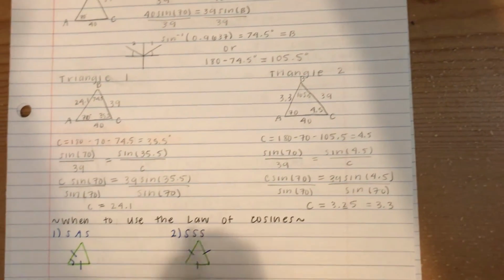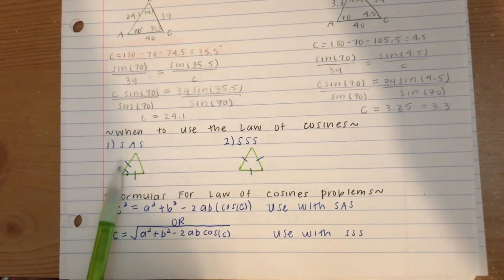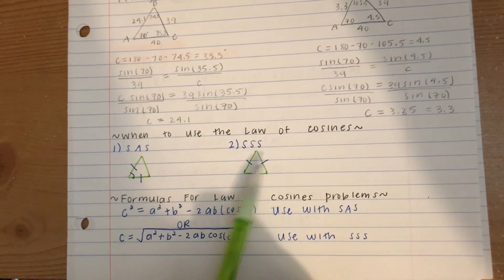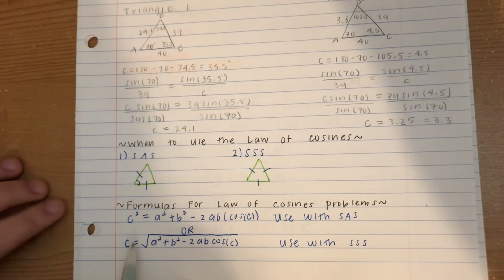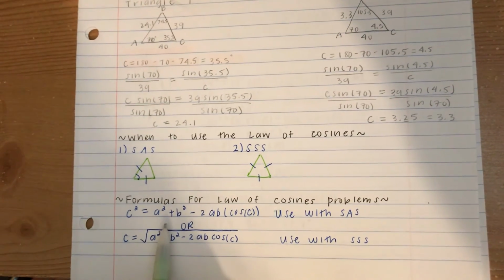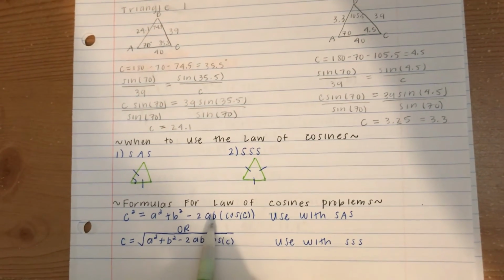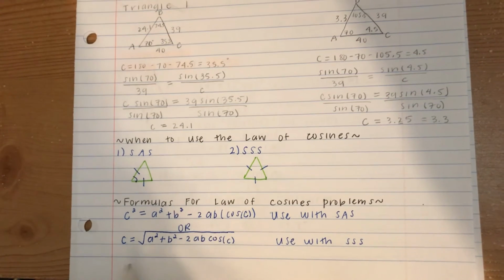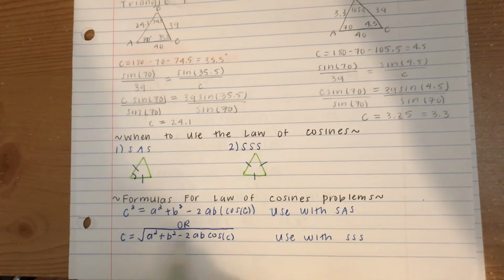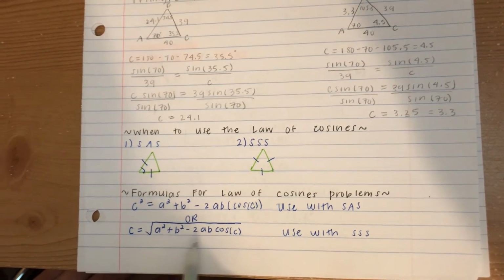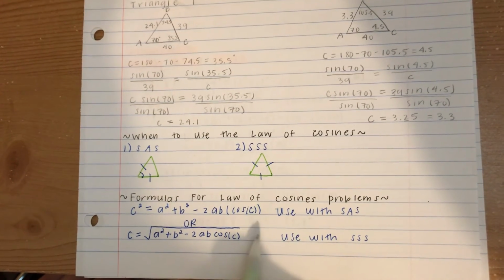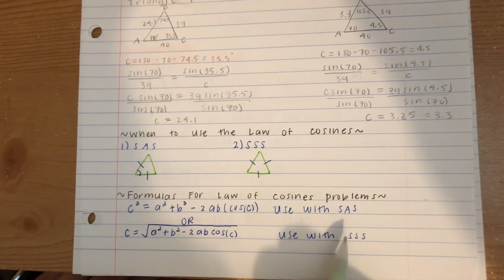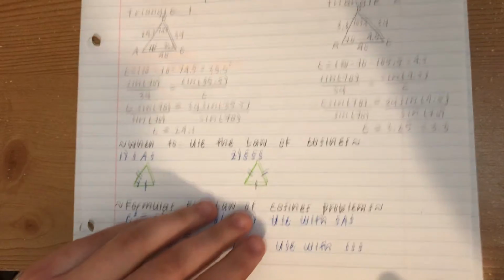Next, let's talk about when to use the law of cosines. You'll use the law of cosines if you're given a problem with side angle side or side side side. The formulas that we use with the law of cosines are c squared equals a squared plus b squared minus 2ab cosine c, or c equals the square root of a squared plus b squared minus 2ab cosine c. Remember that we'll only use these formulas when we have side angle side or side side side.